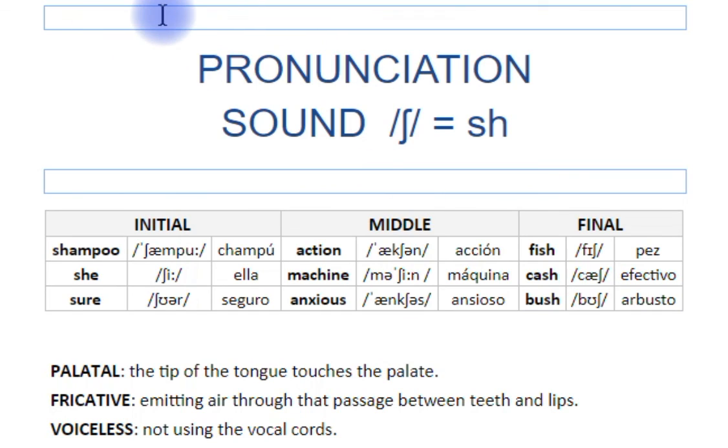I think this is a good introduction to the sound sh. So go ahead, enjoy this sound, and you're going to use it a lot in English. So become an expert on it.